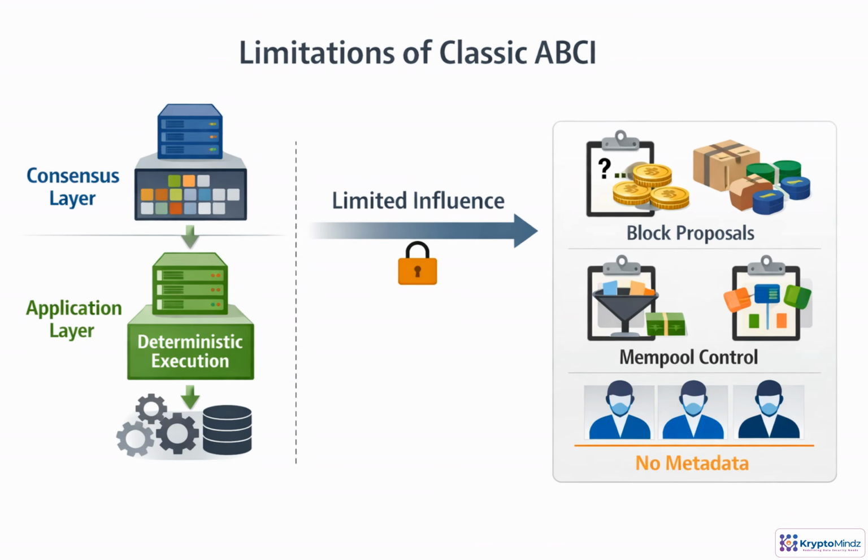Classic ABCI worked well. Consensus chose the block, the application executed it deterministically, and state was committed. But that clean boundary also became a ceiling. The app had limited influence over which transactions formed a proposal, how mempool choices reflected application logic, or what extra information validators could attach to votes. As chains became more specialized, they needed interaction earlier than execution, including proposal shaping and consensus time application data.